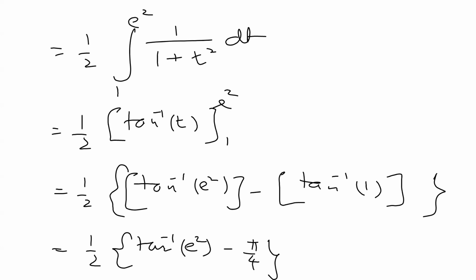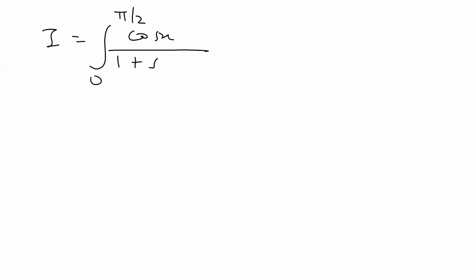So I'll give you some problems to practice. Okay. I'll just discuss it right away. You can take it for self-study. I'll just give the hints also. 0 to pi by 2, cos x upon 1 plus sine square x. So put sin x is equal to t.